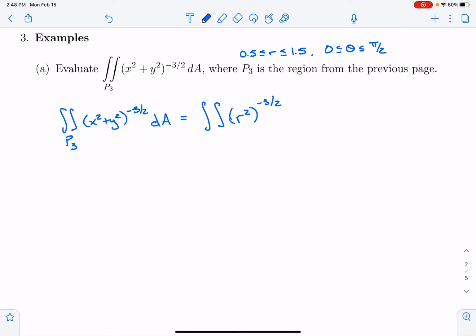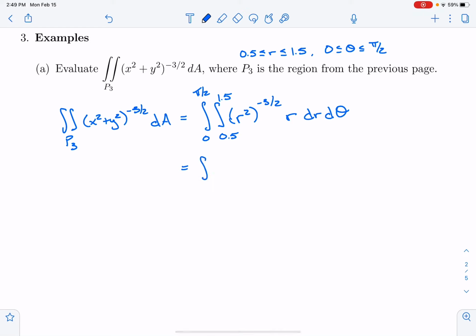Now, according to our change of variables, dA in rectangular coordinates becomes r dr d theta. So here where we had dx dy, now we're going to have r dr d theta. My radius is going to go from 0.5 to 1.5, and then my angle is going to go from 0 to pi over 2. Now, what you see here is a function of r on the inside, the inner integral, and then just a d theta. So there's no thetas in this integral.